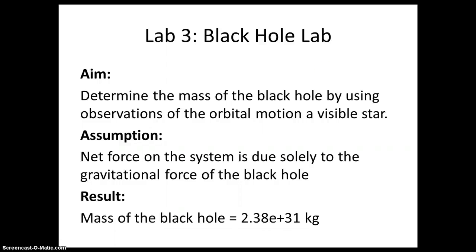Lab 3, and the aim of this lab was to determine the mass of the black hole by using observations of the orbital motion of a visible star. I applied the momentum principle to position data of the star to find the net force on the system, and then I applied Newton's universal law of gravitation to work out the mass of the black hole.